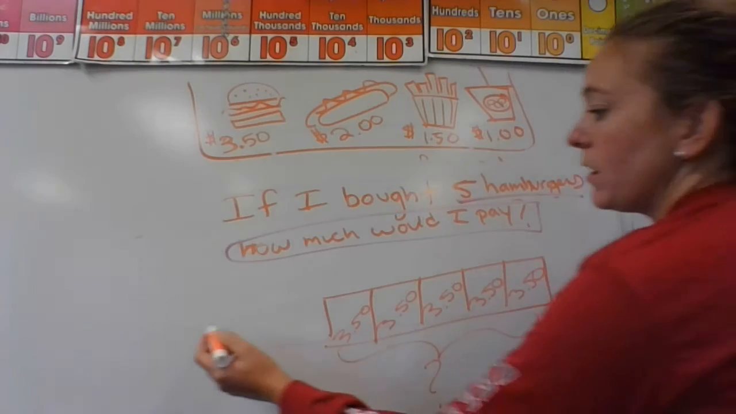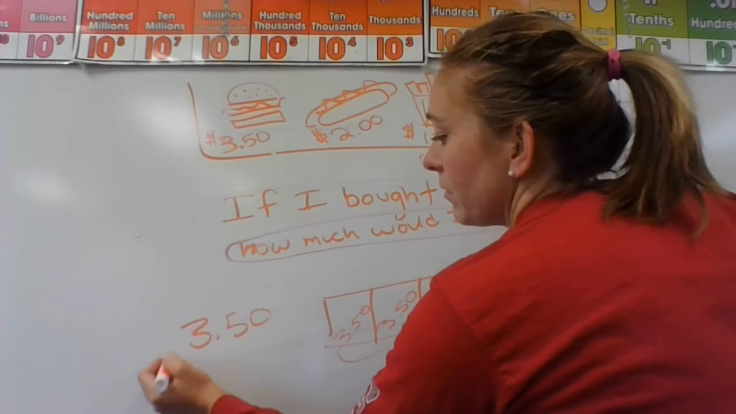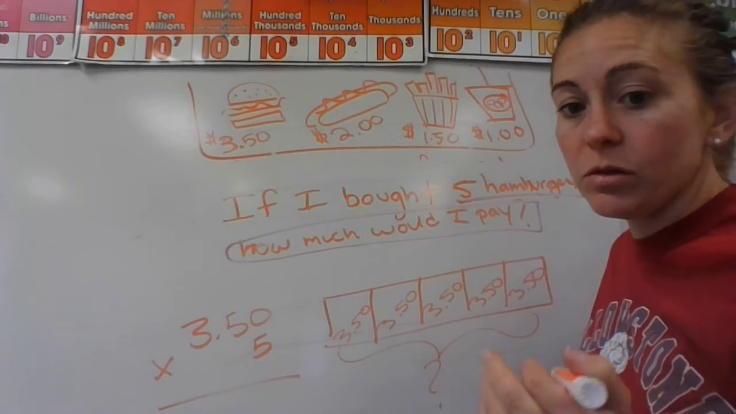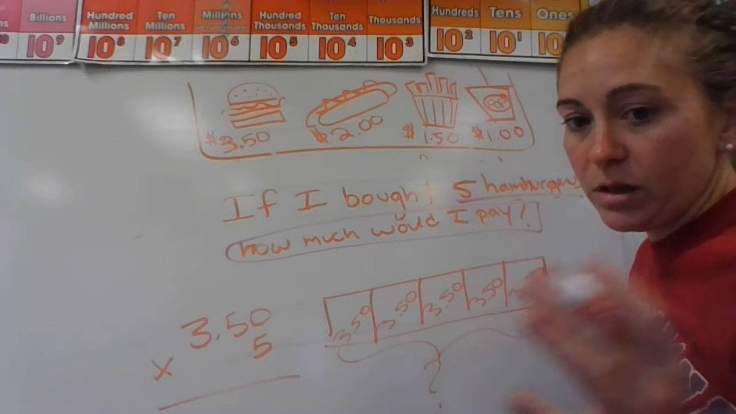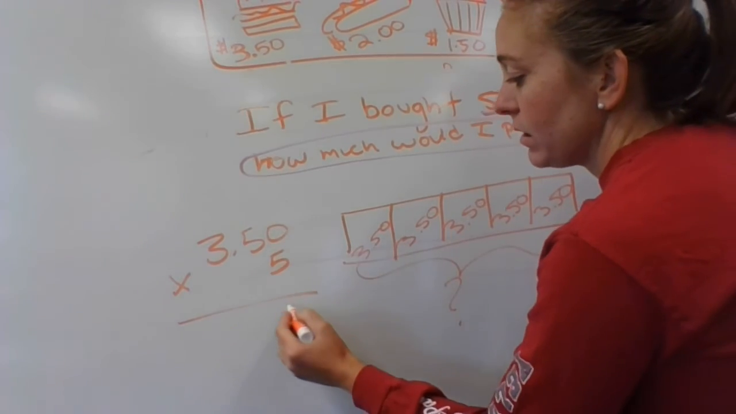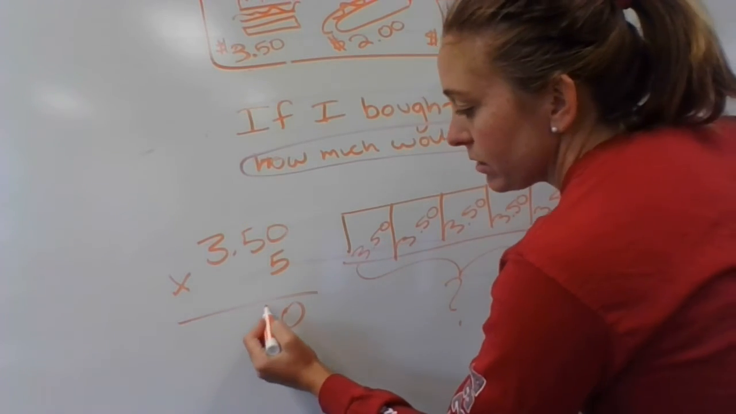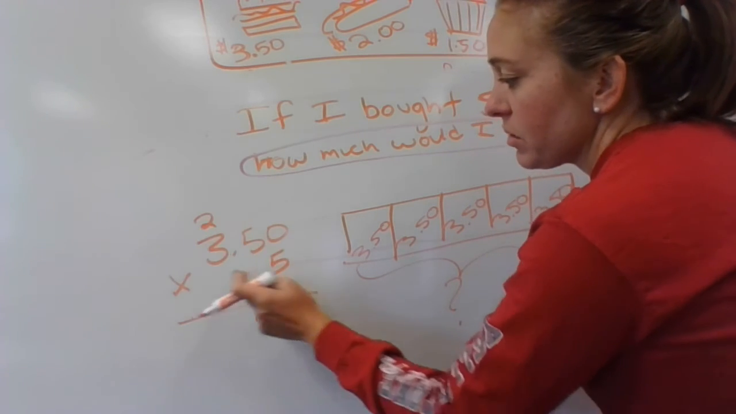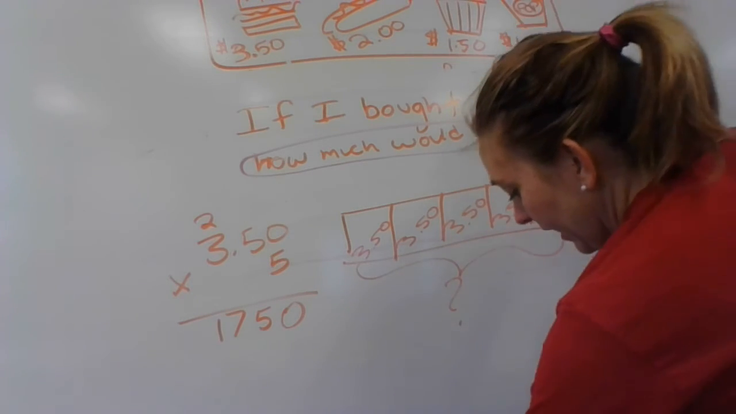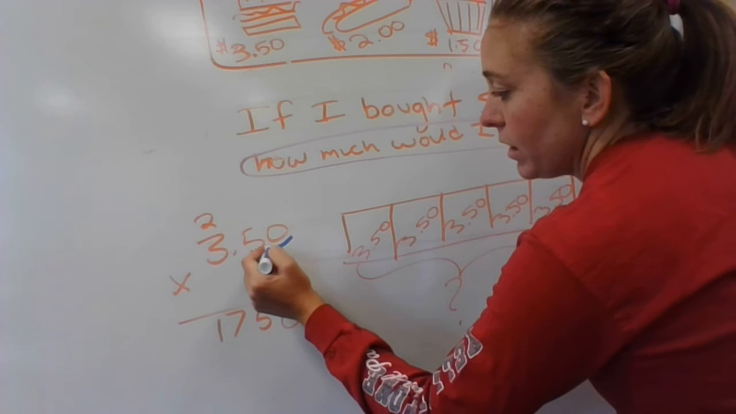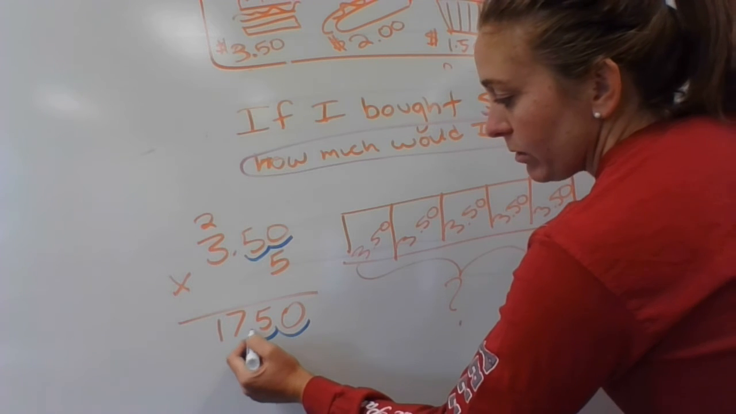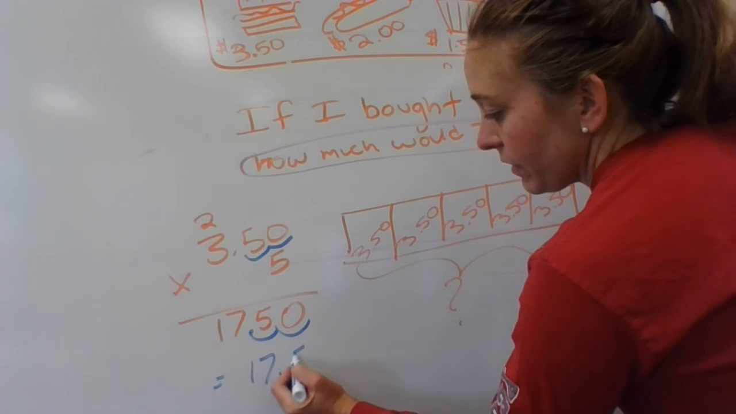I would be multiplying, so $3.50 times 5, because I'm buying 5 hamburgers. And when you're multiplying things with decimals, you don't have to line them up. You worry about the decimal at the end. So I'm just going to multiply it like I normally would a 3-digit by 1-digit multiplication problem. So 5 times 0 is 0. 5 times 5 is 25. Drop the 5, carry the 2. 5 times 3 is 15, plus 2 makes 17. And now I count my decimals. I have 2 decimal places to move, 1, 2, so I put my decimal right there, and my answer is $17.50.